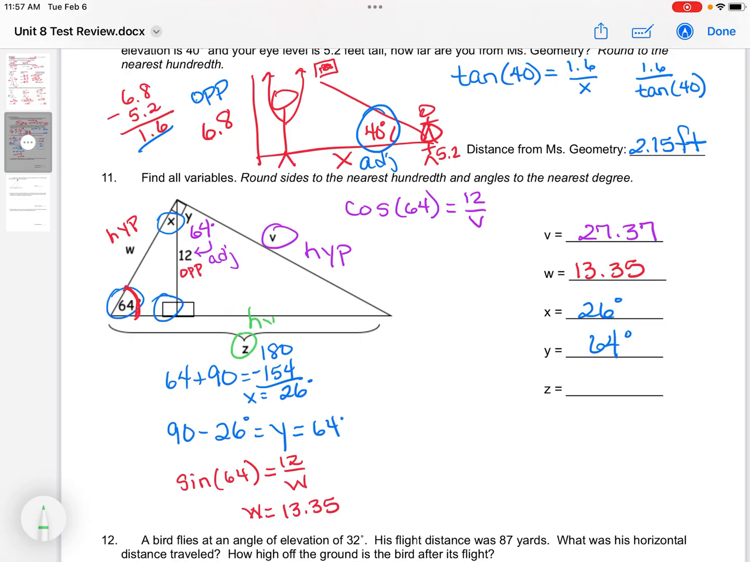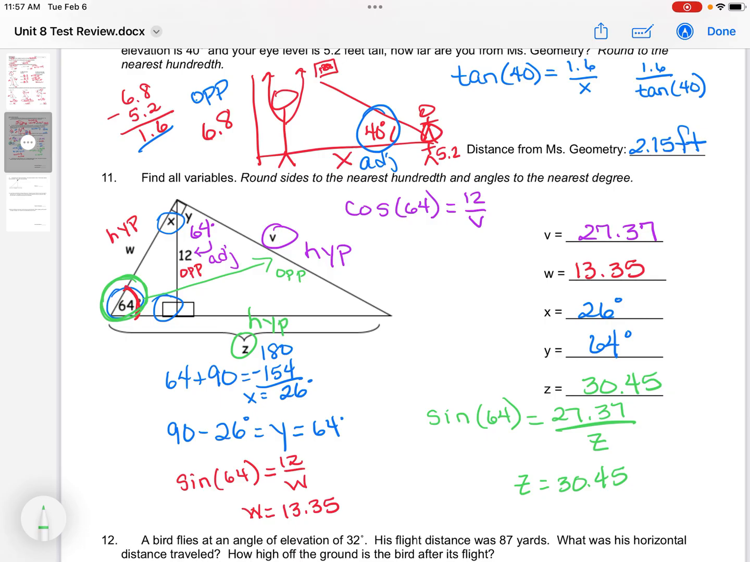where Z is the hypotenuse. And I went ahead and used 64 again, which means that V is my opposite. So I did sine 64 equals V, which I already have, over Z, which I don't have. And that means Z is equal to 30.45. And I'm open to correction.